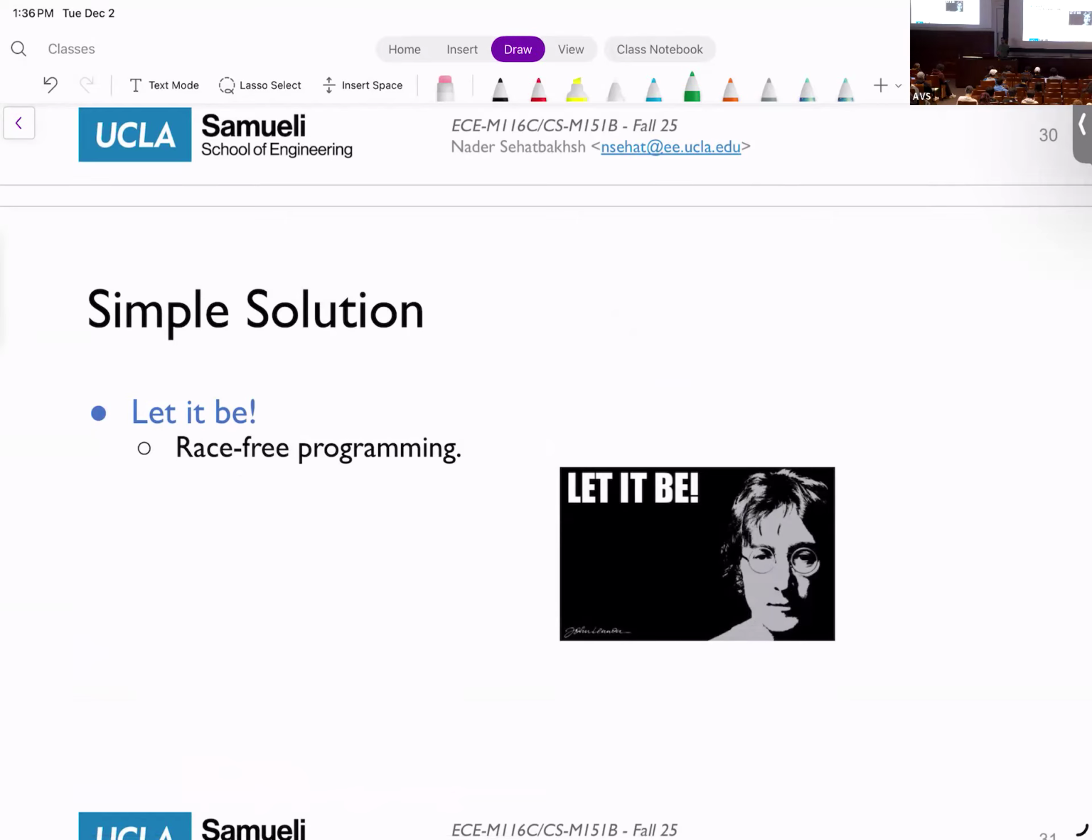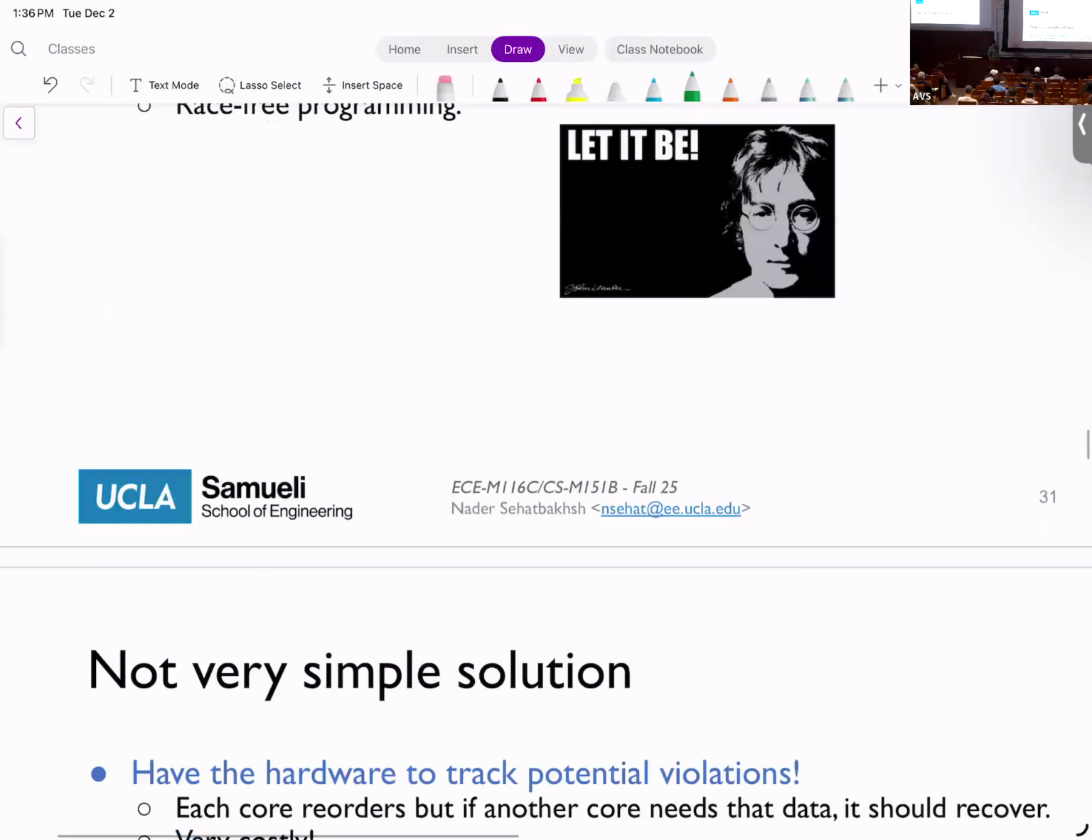First thing that you can do when you're writing a multi-thread program is write it such that it's completely race-free. So being race-free is one way of fixing this problem. It's incredibly difficult. In most cases, almost impossible to make it race-free.